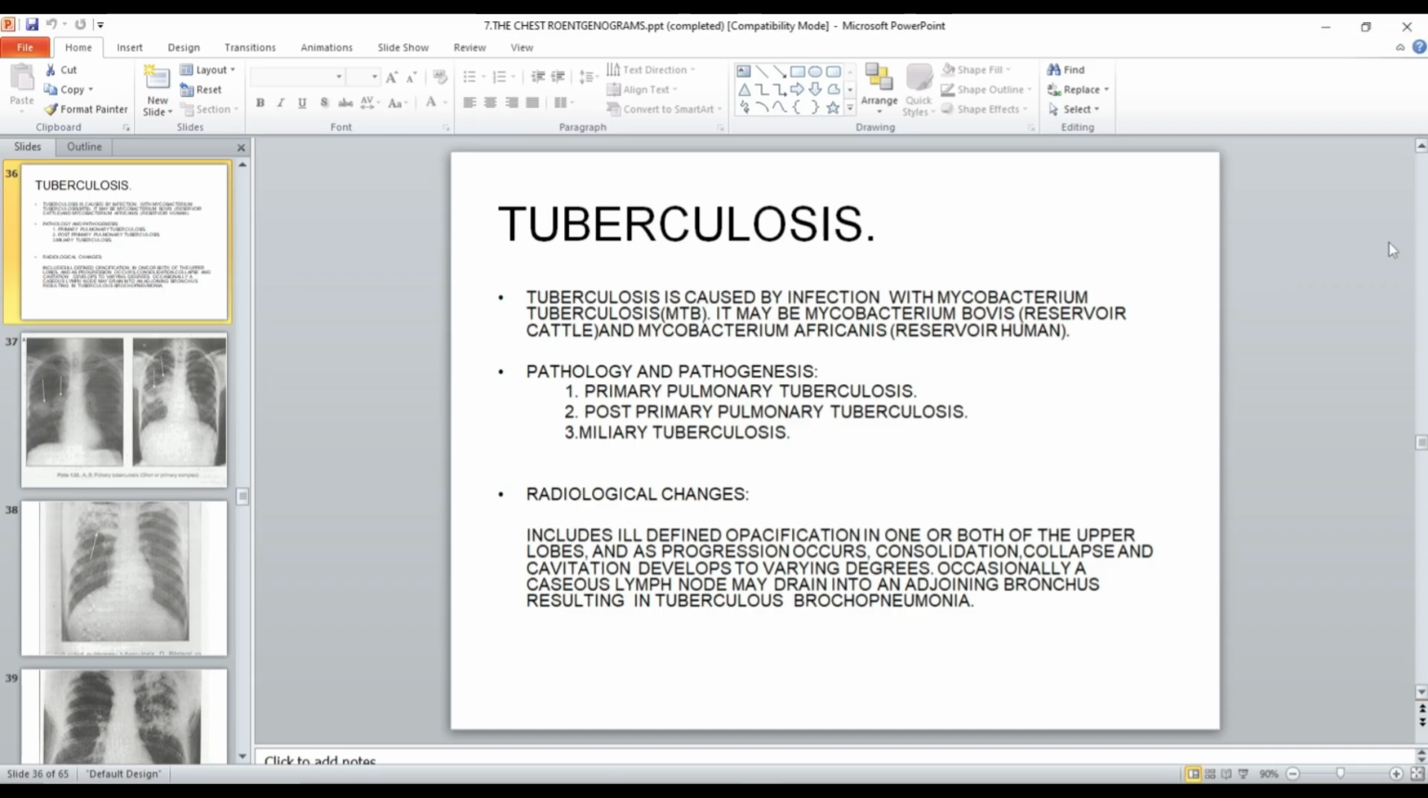In secondary tuberculosis, the X-ray shows ill-defined opacities in one or both of the upper lobes, and as progression occurs, consolidation, collapse, and cavitation develop to varying degrees. Occasionally, caseous lymph nodes may drain into an adjoining bronchus, resulting in tuberculous bronchopneumonia.